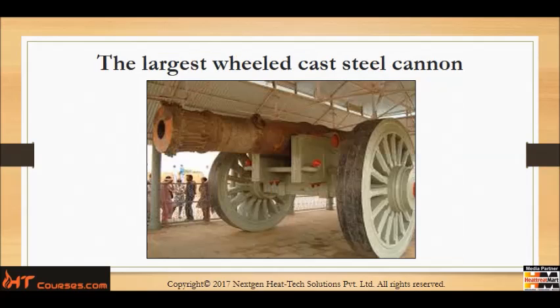The largest wheeled cast steel cannon. If you look at the size of the barrel in relation to the people standing by the left-hand side of the wheel, you'll see how big that barrel is in reality. That barrel needed a pattern. The pattern had to be made so the iron or steel could be cast around the pattern to produce the gun barrel.